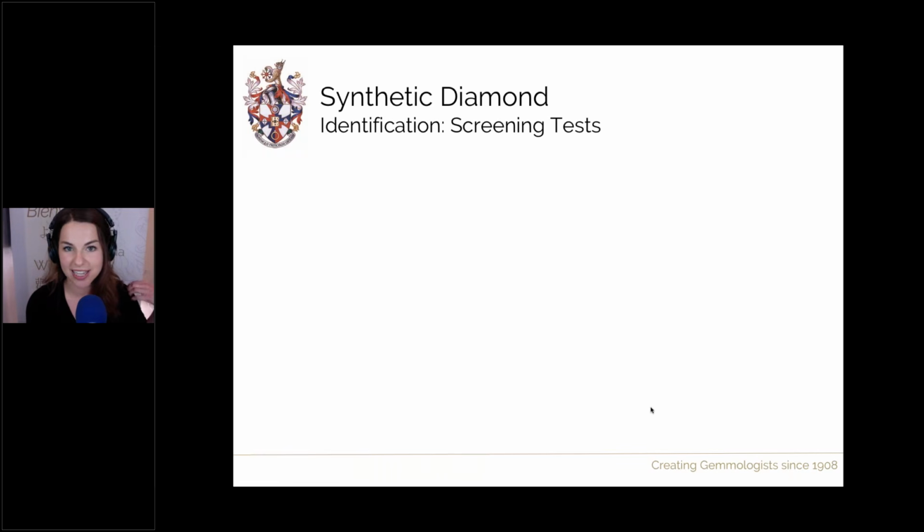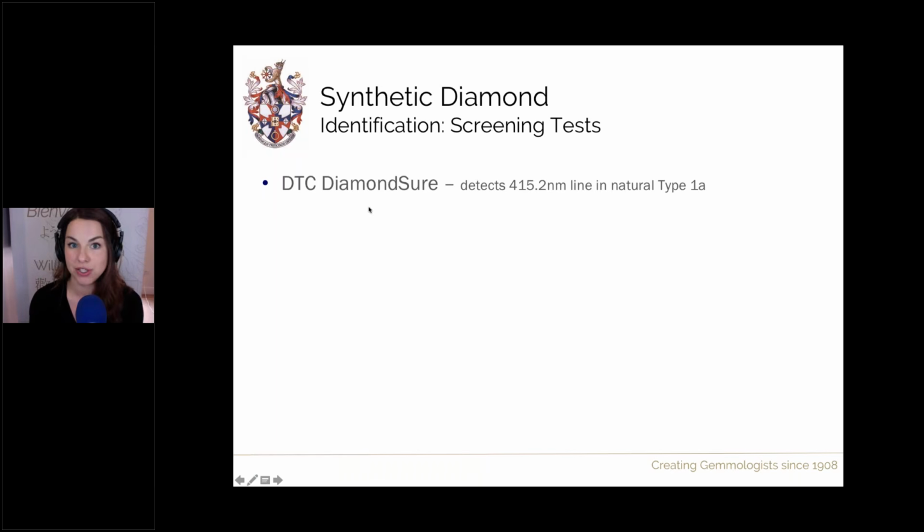With the different screening tests that we have, I'm just going to run through these and what they base their testing on. The DTC DiamondSure, by De Beers, will detect one of the lines caused by nitrogen in type 1A diamonds. It detects this line at 415.2 nanometers, known as the N3 color center. If a diamond contains this line, it's natural. So the DTC DiamondSure separates type 1A diamonds, passing all of those that have this line and referring all the others that do not for further testing.